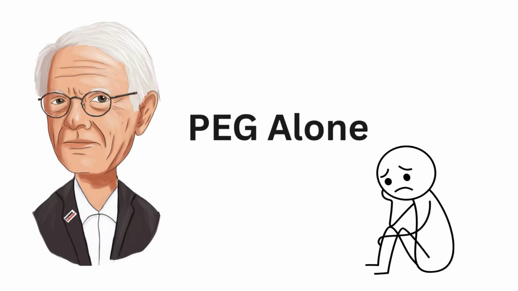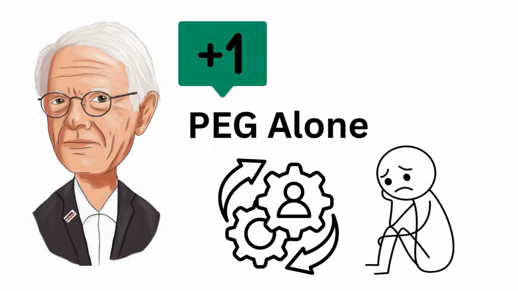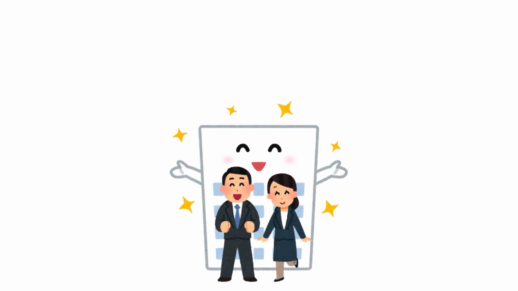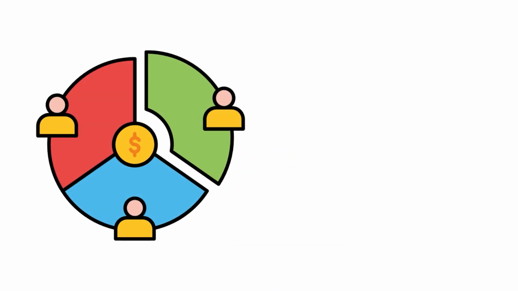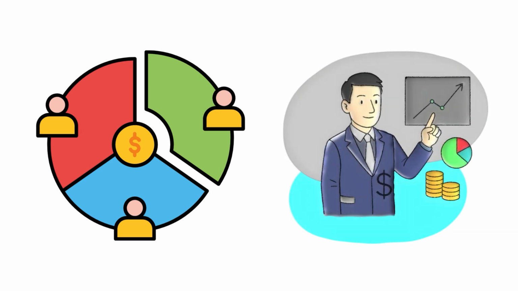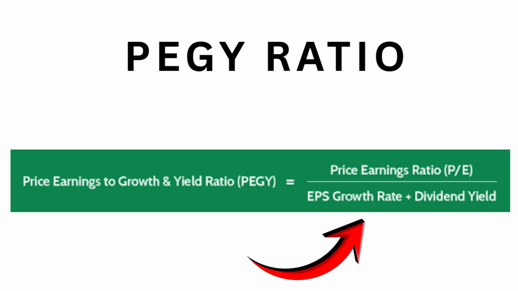Good! But Lynch still was not satisfied with PEG alone. He added one more variable that transforms everything. That gives us the PEGY ratio, and this is his true contribution to individual investors everywhere. The PEGY ratio takes the PE ratio and divides it by the earnings growth rate plus the dividend yield.